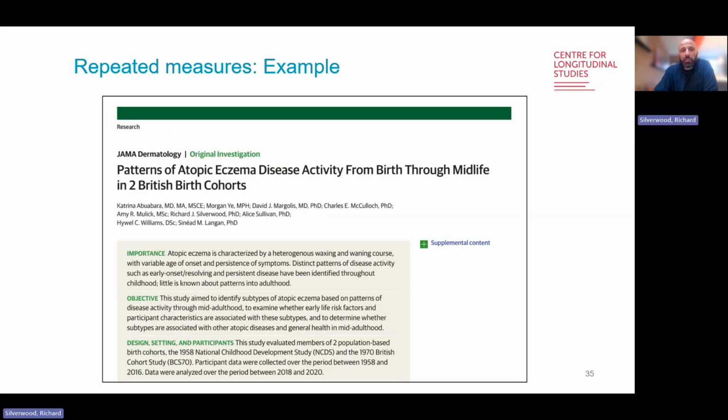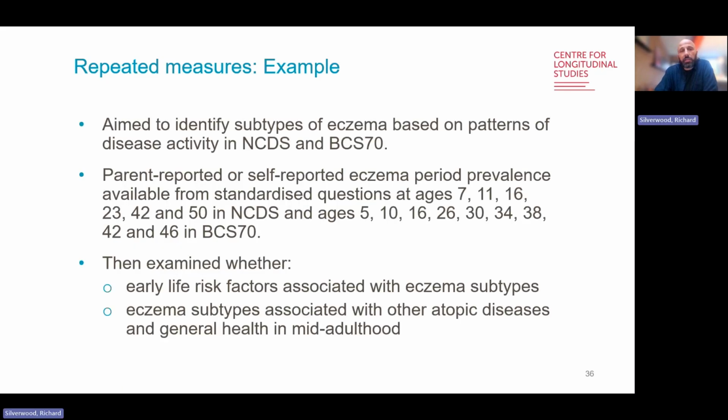So an example here using data from, I think, NCDS and BCS 70, looking at patterns of eczema activity from birth through midlife. And so here the authors aim to identify different subtypes of eczema based on patterns of disease activity. So in these two cohorts, there were repeated measures, both self-reported and parent-reported, of period prevalence of eczema, using standardized questions at different points in their lives.